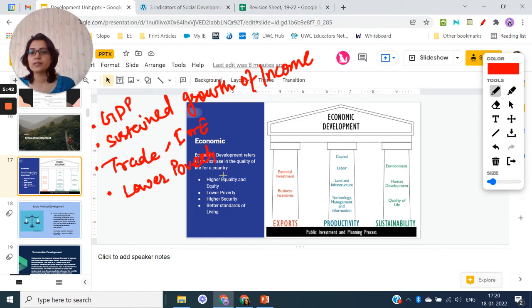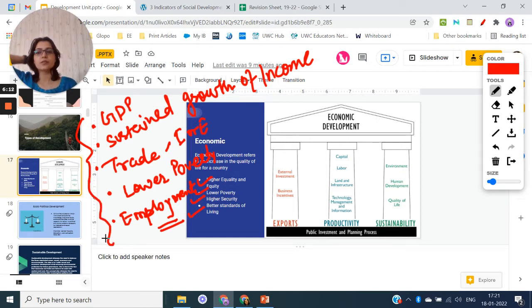Okay, then see it's written over here: higher equality or equity, lower poverty, higher security, better standard of living, employment, greater chance of employment, right? These could be the things which you may think of for economic development. So now what happens in economic development? What could be the outcome if you have good economic development in your country?